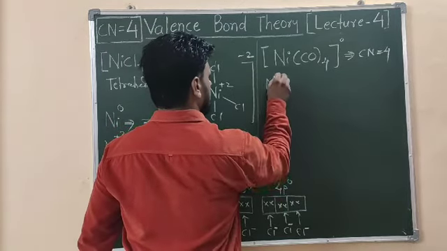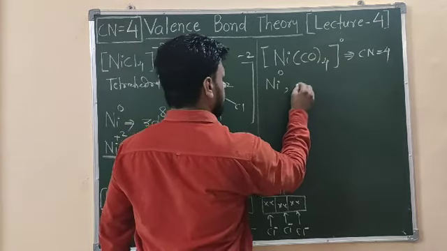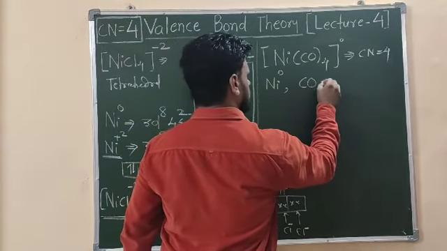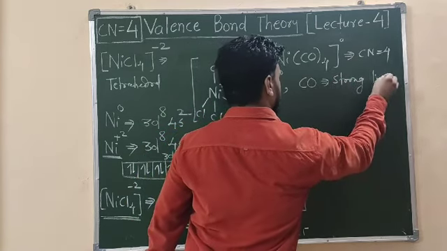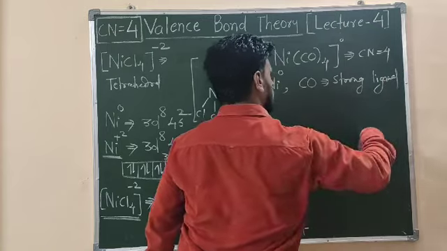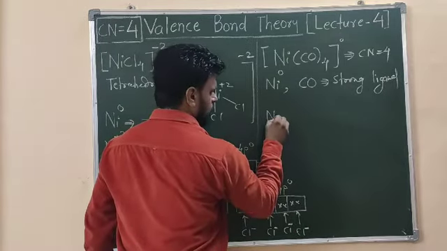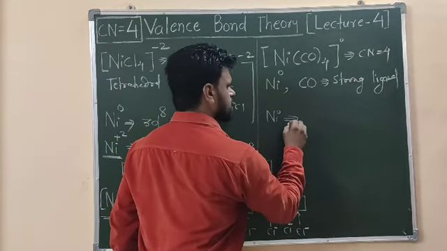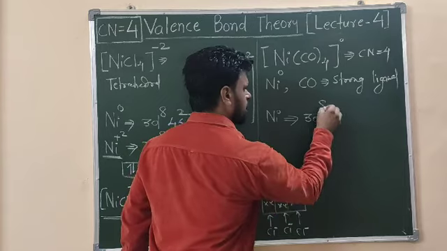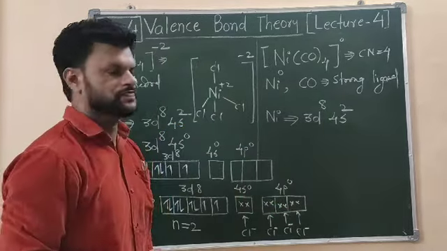Here the nickel has a 0 charge. Remember that a CO ligand is a strong field ligand, and with a strong field ligand the electrons undergo pairing. If I write down the nickel 0 electronic configuration, this is a free nickel 0. We know that we have a 3d8 system, and this is my 4s2 system.